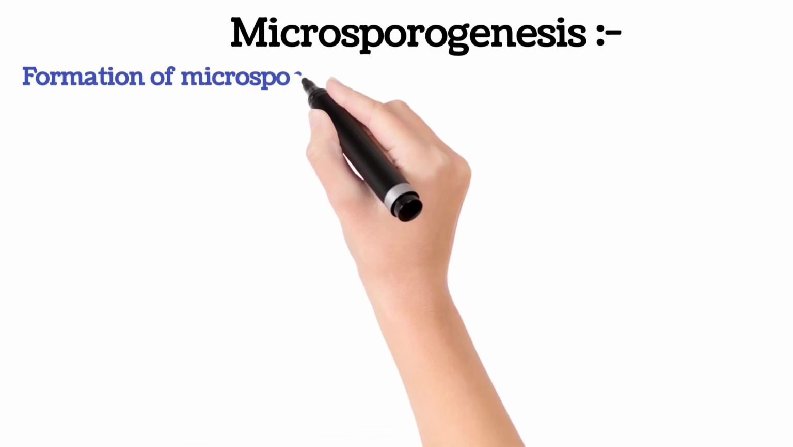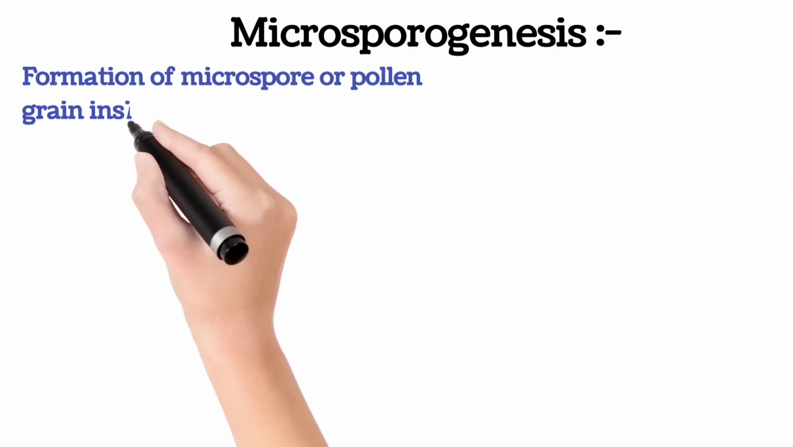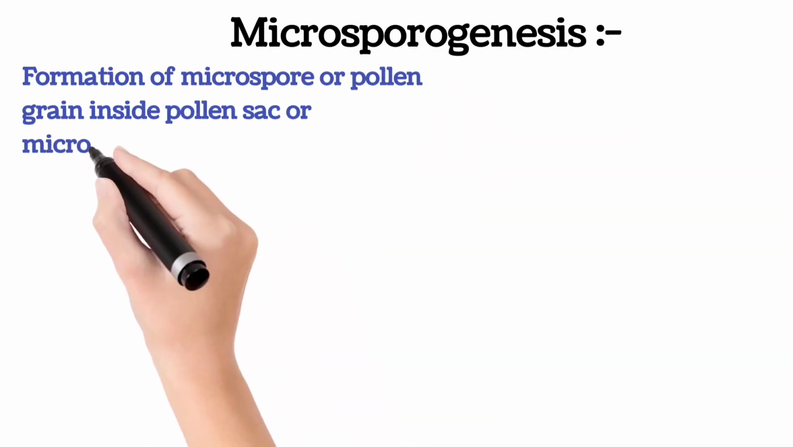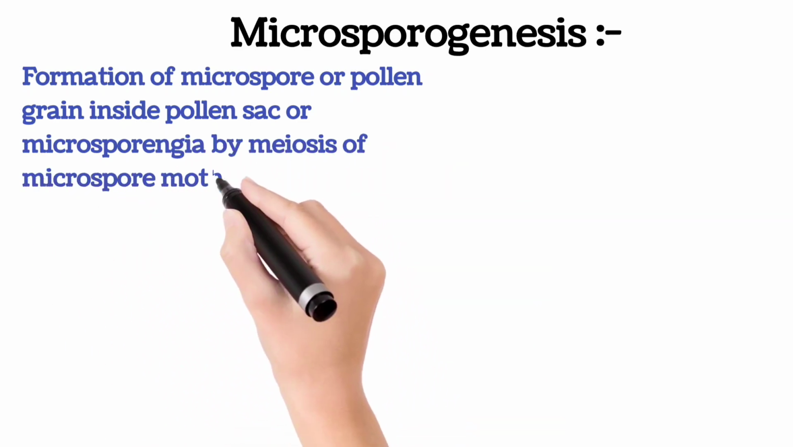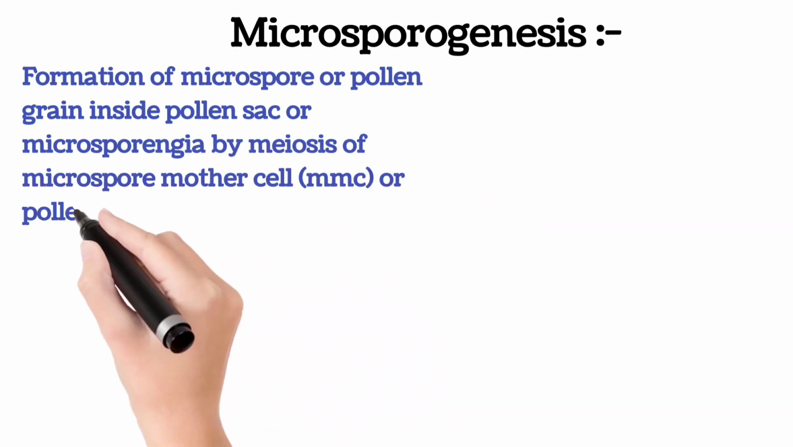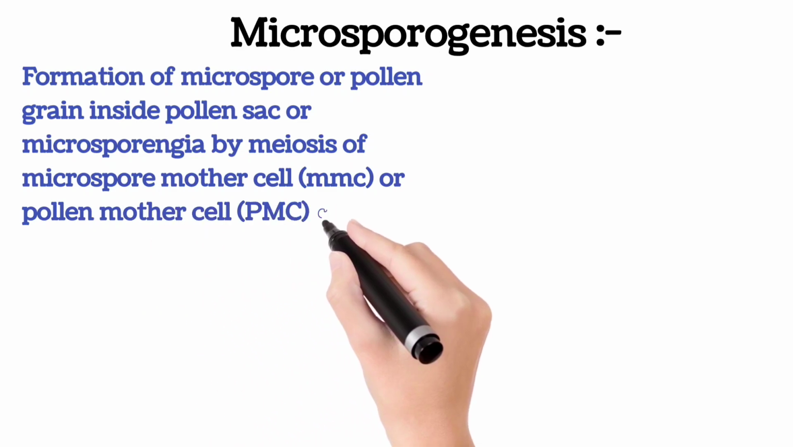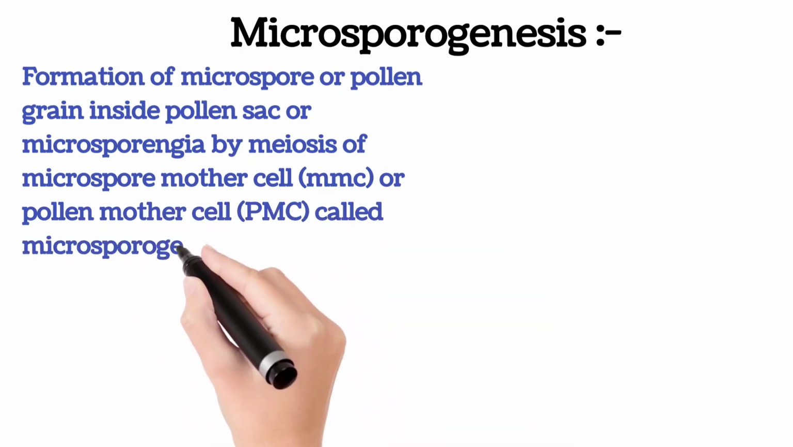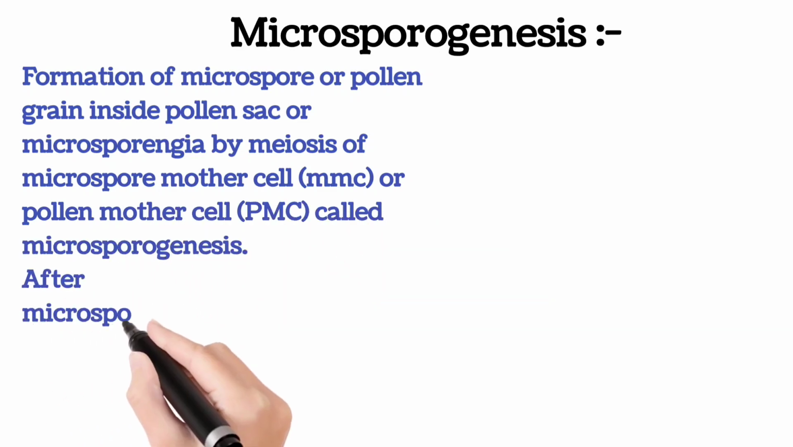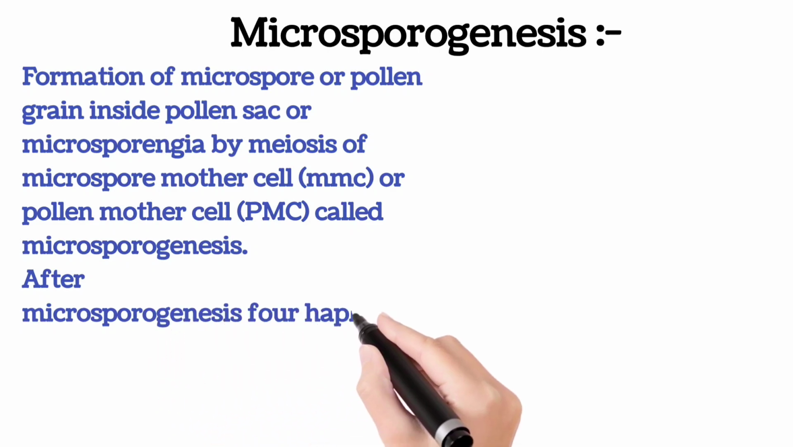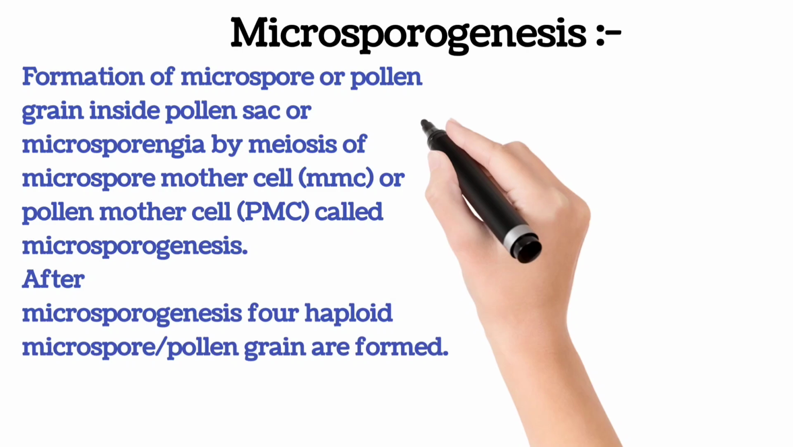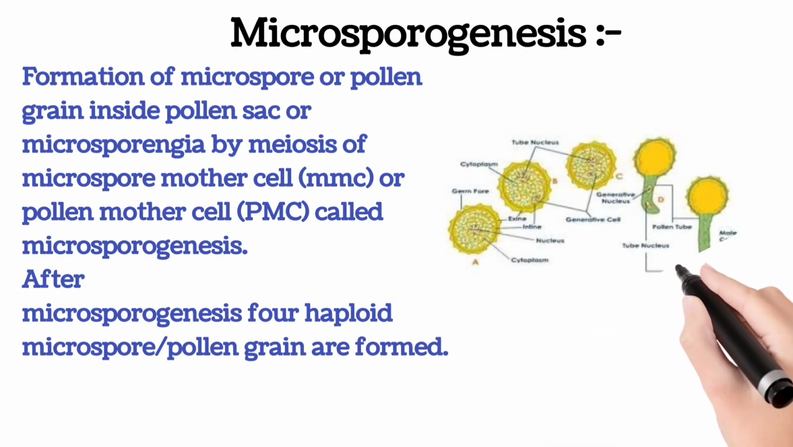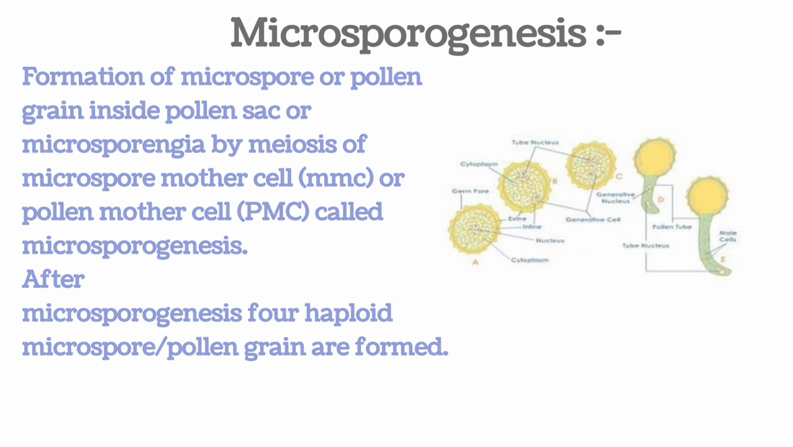Microsporogenesis is the formation of microspores or pollen grains inside the pollen sac or microsporangia by meiosis. The microspore mother cell or pollen mother cell undergoes microsporogenesis. After microsporogenesis, four haploid microspores or pollen grains are formed.